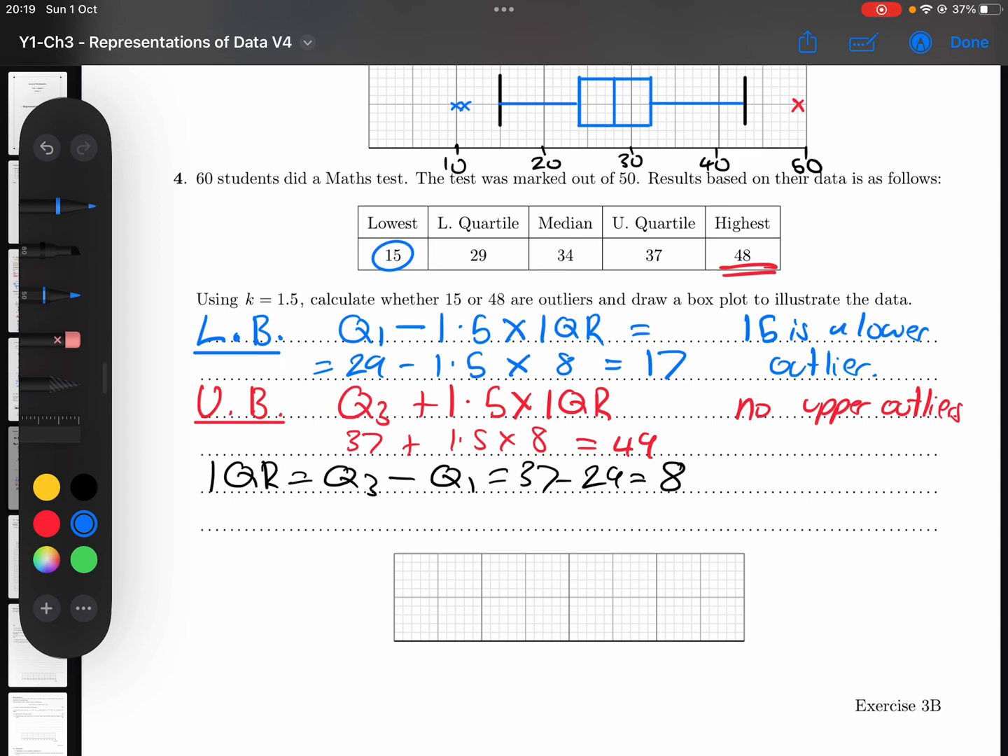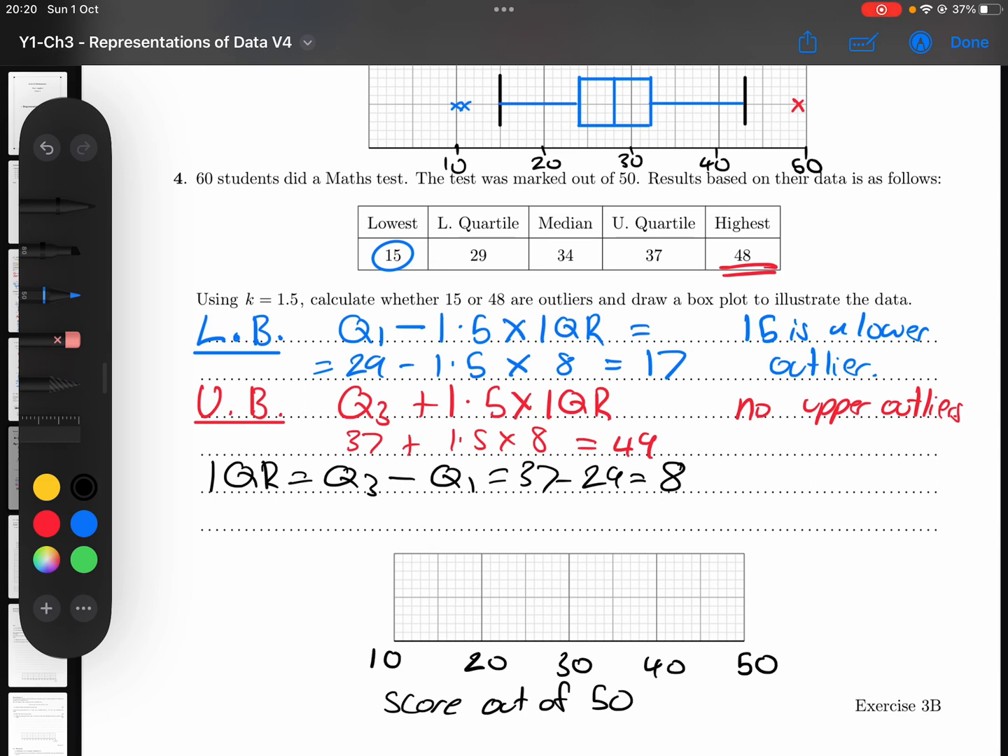And then I'm going to draw the box plot in the same way as last time. First, I'm going to do a scale. This time, 10, 20, 30, 40, 50. We'll do our axes as well. And this time it's meaningful data, so we'll label our axes as score out of 50.